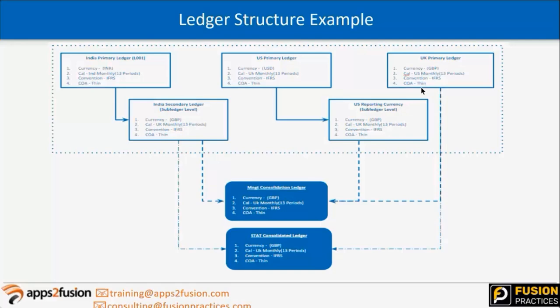So you create a secondary ledger on top of your India and US primary ledgers, and then from the India and US secondary ledgers and the UK primary ledger, we will run a program called transfer balances. We have a transfer program from one ledger to another ledger. When you run that program, automatically all the balances will be transferred to your consolidation ledger.